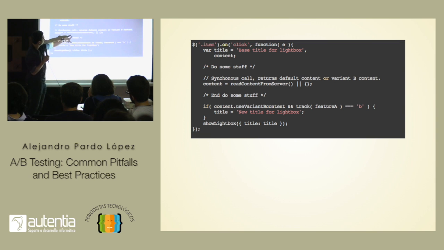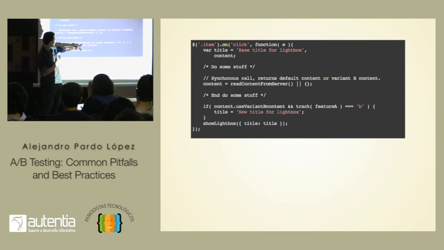So we read it. It's a synchronous call, so we wait for it. And then if I have the new variant content, and I track the feature and it's B, then I change the title. And I call the lightbox. Do you guys see a problem with this?